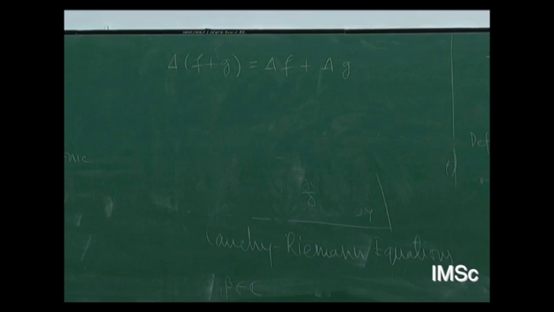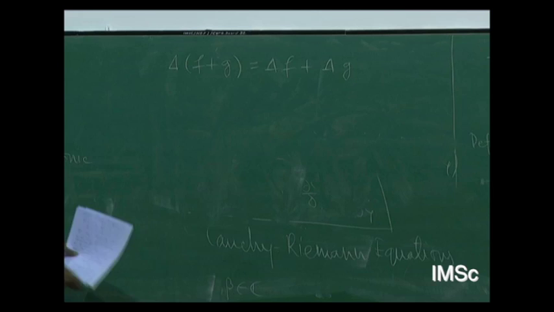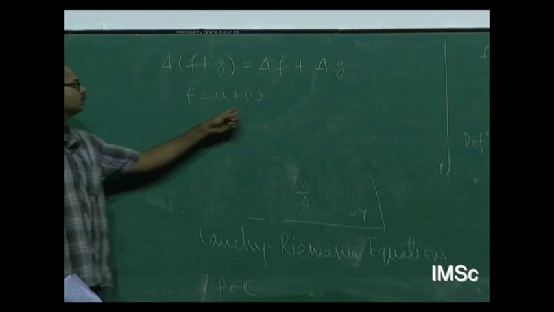To prove that a function is harmonic, it is enough to just consider the real part. So f equal to u plus iv is harmonic if and only if both u and v are harmonic. So we just need to consider real valued harmonic functions.